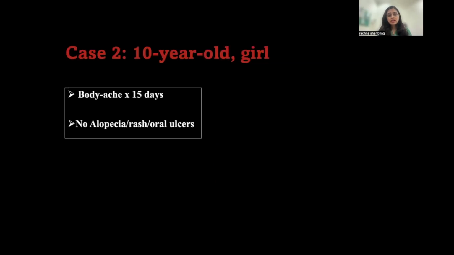Let us look at another case. This is a 10-year-old girl who has presented with body ache for the past 15 days. She complains of vague aches and pains all over her body. However, in this case, there is no history of alopecia, no characteristic butterfly rash, or even oral ulcers.